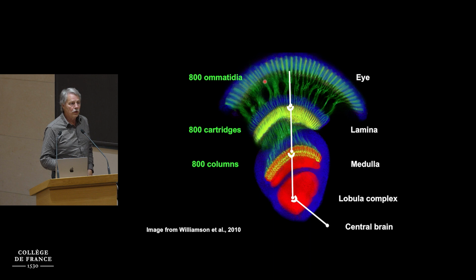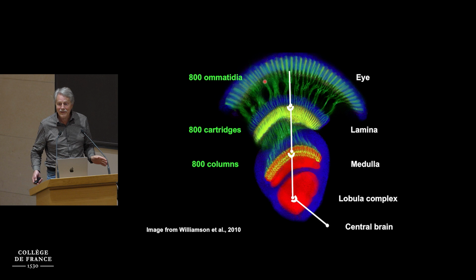What you have is a beautiful retinal organization, which means that we have what we call retinotopy: the photoreceptors here project to here, the photoreceptors here project there. So you have, in fact, not one optic lobe, but 800 processing systems running in parallel to one another. And this makes our life dramatically more simple.